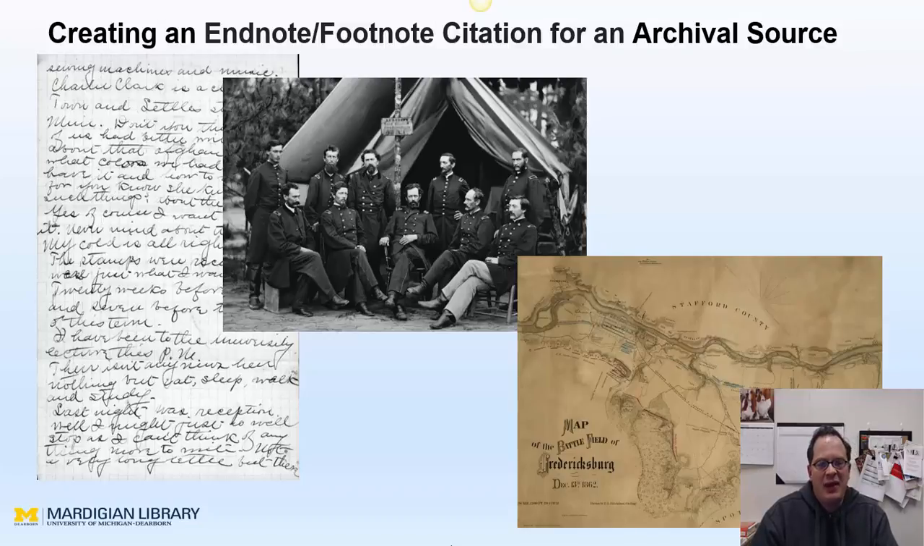The specimen on the left is a portion of a letter. The item in the middle is a photograph of some generals during the Civil War. And then on the right, we have a map of the battlefield of Fredericksburg in 1862 during the Civil War. So there are a number of things that you need to know in order to create the citation. And that's what we're going to take a look at on the next screen.